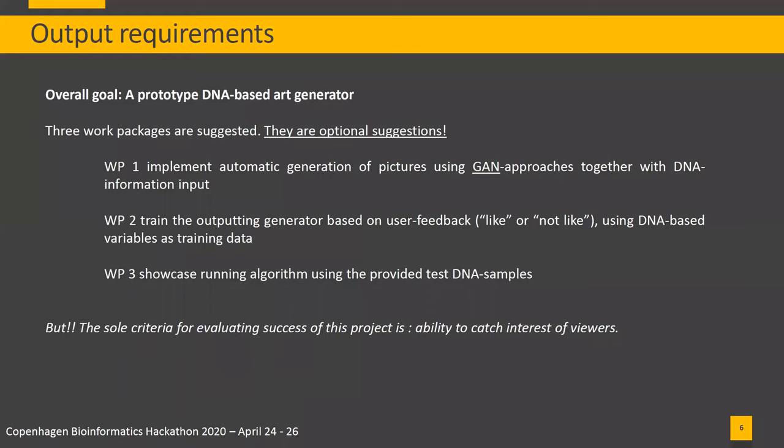The thing that I have imagined here, and I want to really underscore that they are optional suggestions, because creativity is the most important here. But what I've imagined is that, as a first step, you can make something that can automatically generate pictures using, for example, generative adversarial networks as input. And that's just the working package. And I want to say, if you do that really great, that's enough. But something more that I had in mind was that you could train the outputting generator based on user feedback. Of course, we only have a weekend, so you're not going to sit and wait for users to give you feedback. That won't work. But I prepared some human example genomes for you as well, so you can play with it yourself.